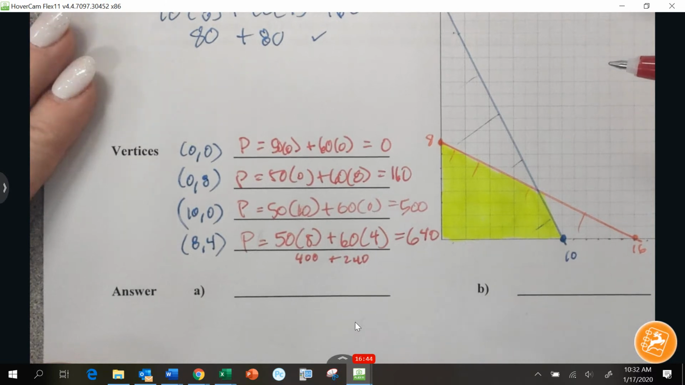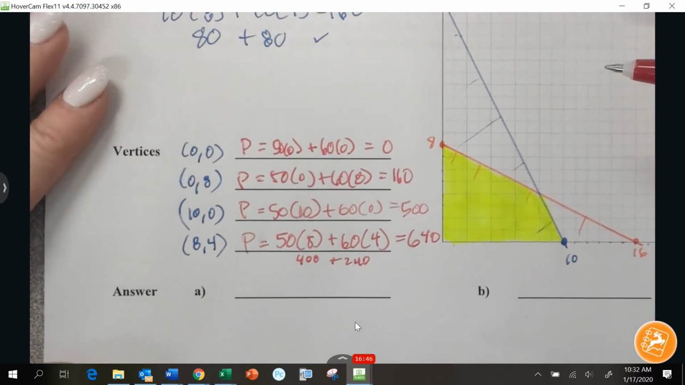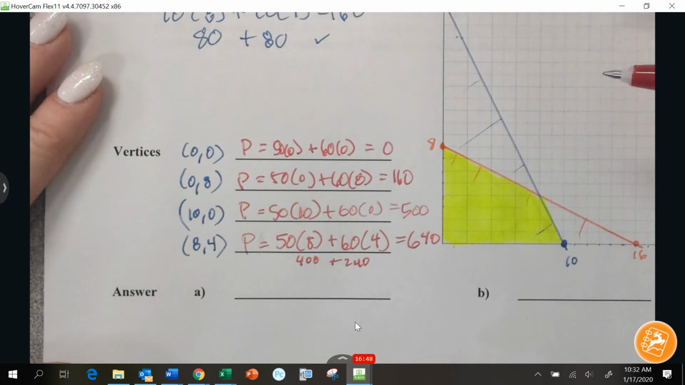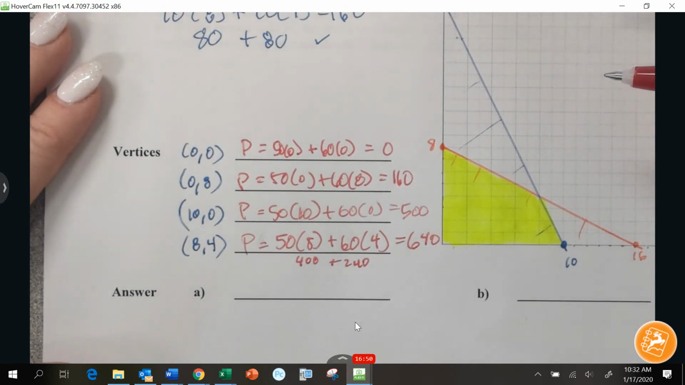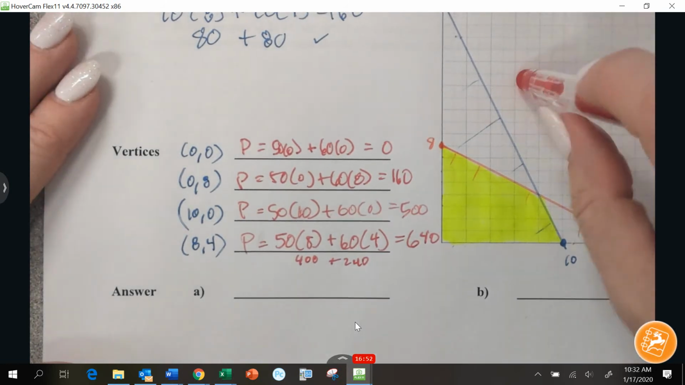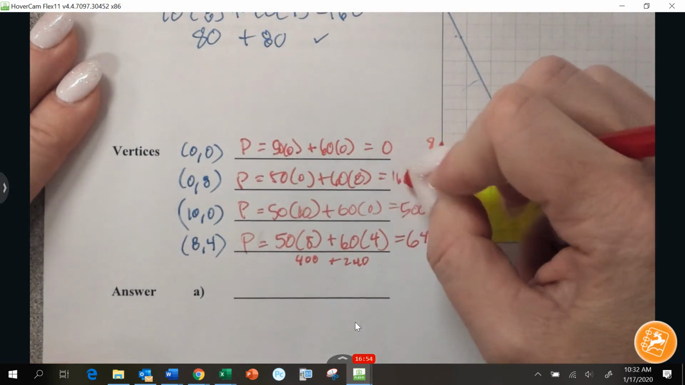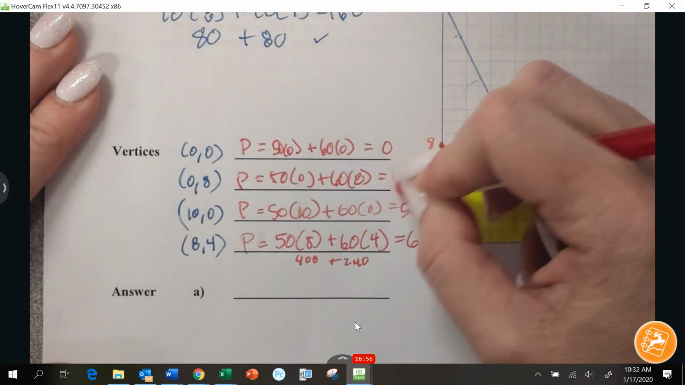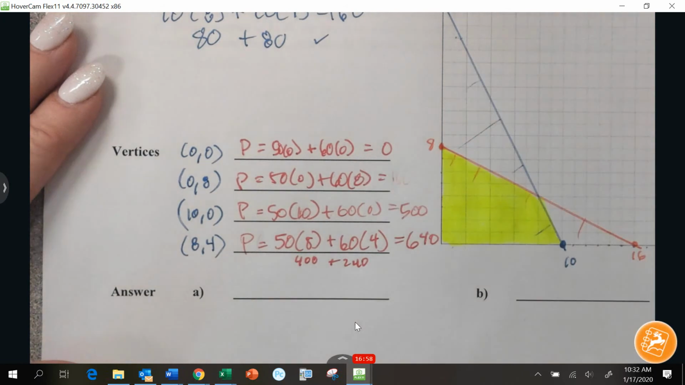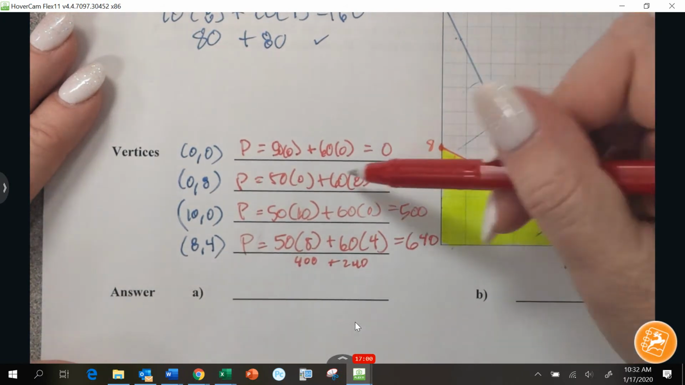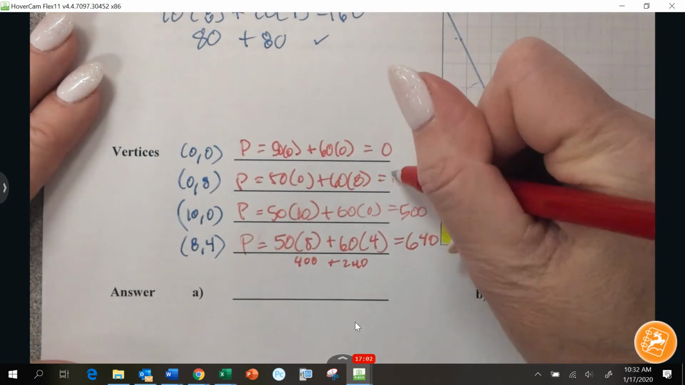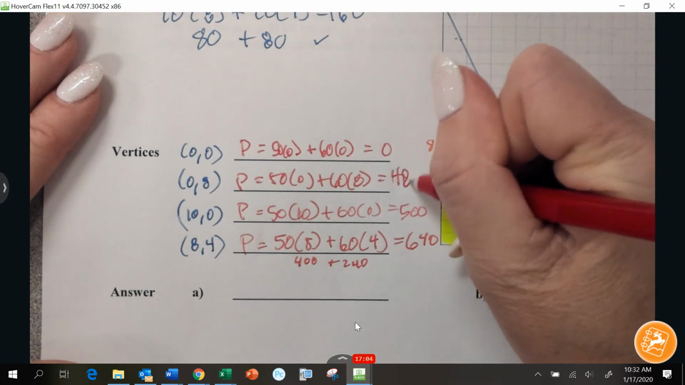Did I make any mistakes by not using a calculator? What did I do wrong? Oh, yeah. 60 times 8 is not 160. I don't know why I was thinking 8 times 2 for some reason. 60 times 8 is 480. Yeah, there we go. Now let's try again.